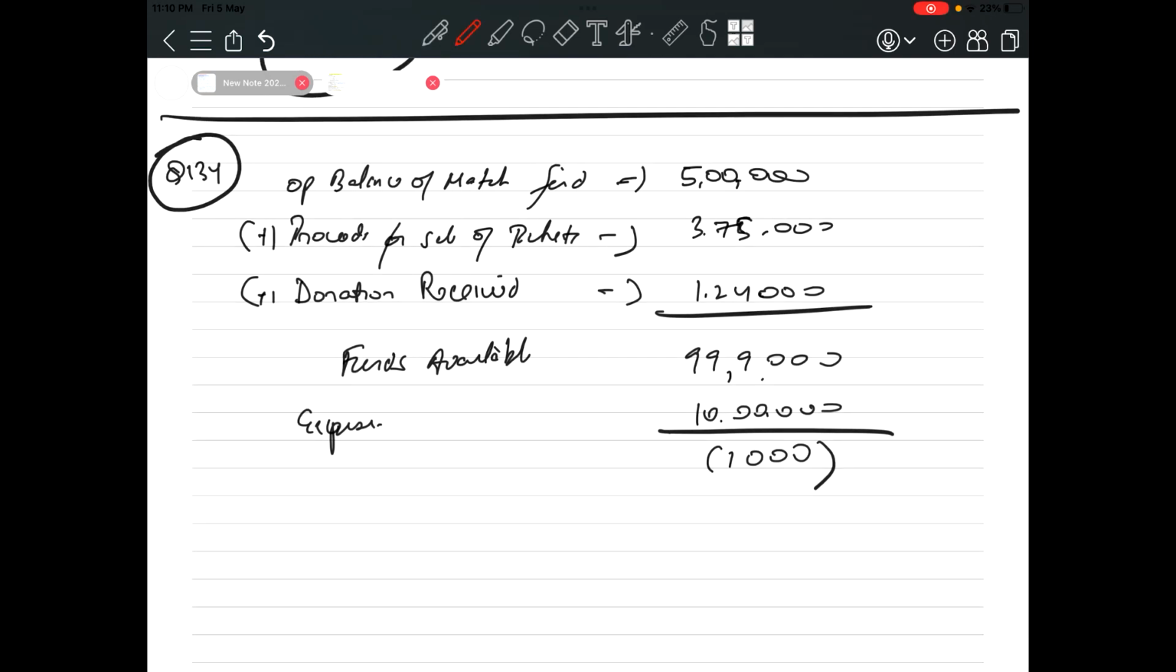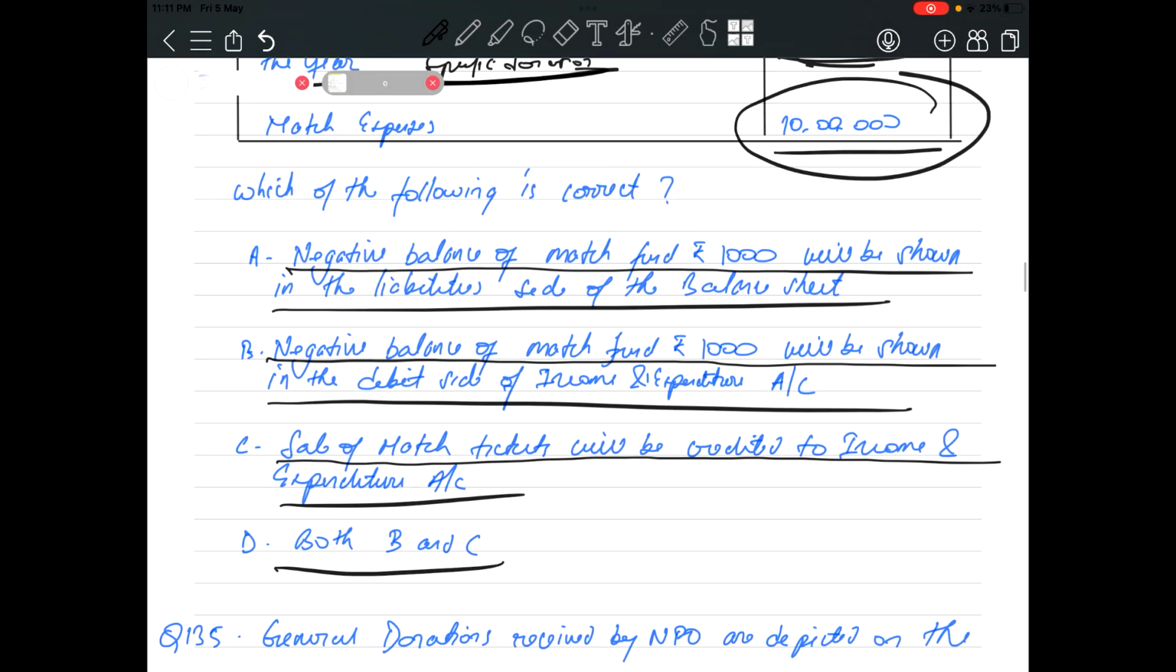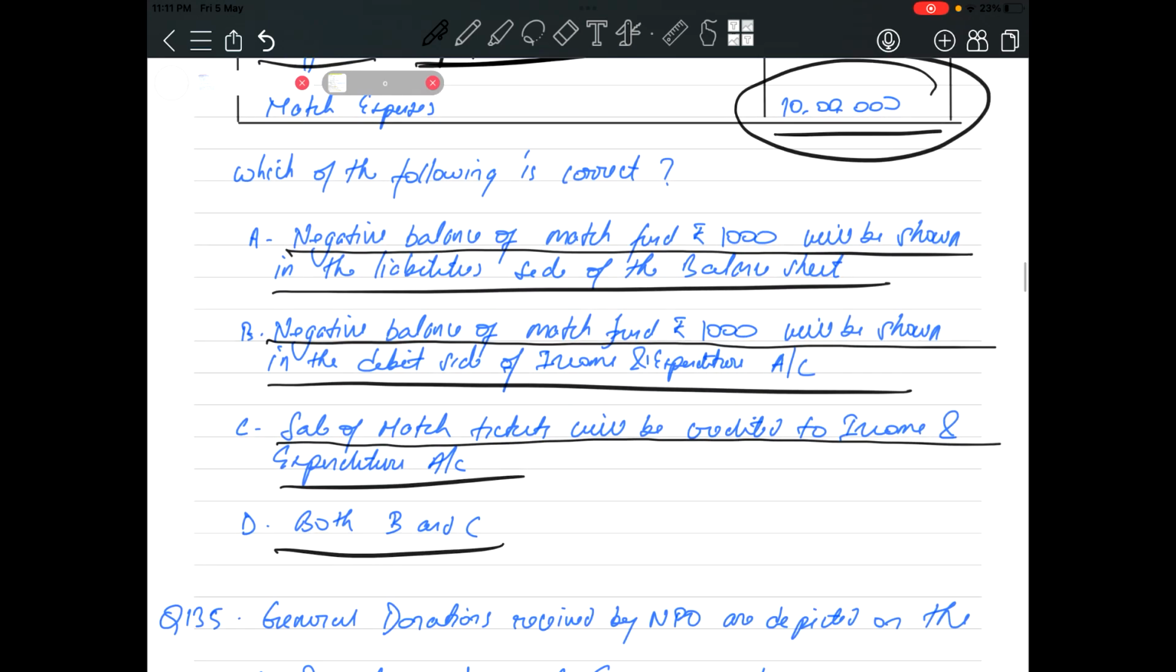Okay, fund available was 9,99,000, and we have spent 10 lakh rupees. Okay, we have spent 1,000 extra. Now the question is asking what will be the treatment of this extra 1,000 which we have spent. Okay, so let's see what is the options available.